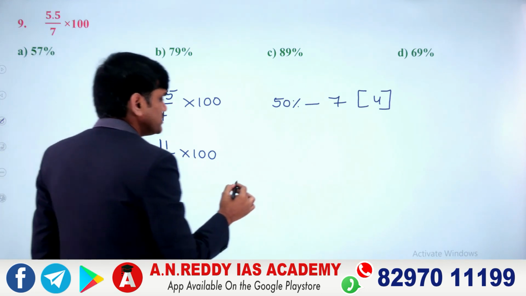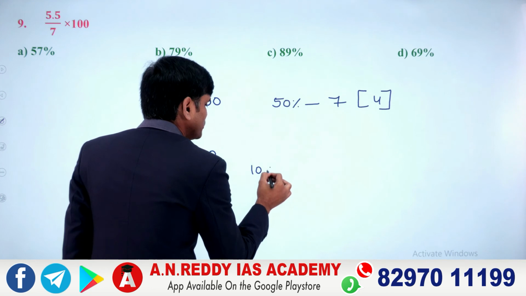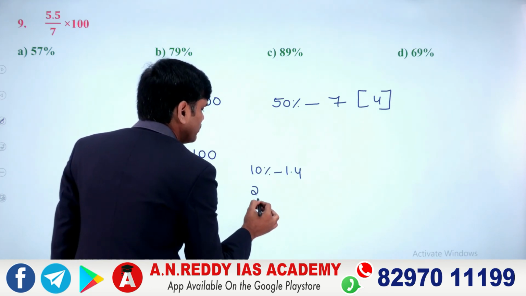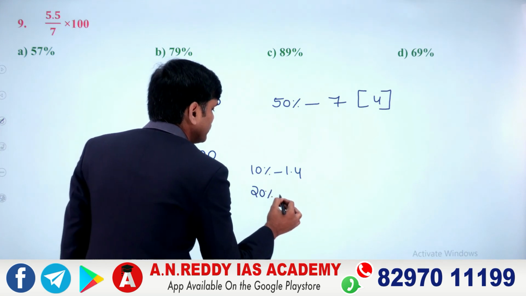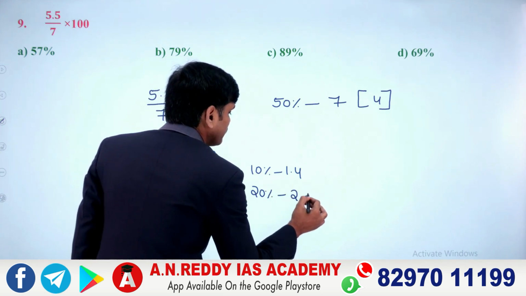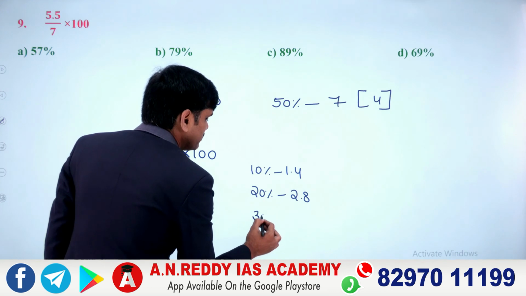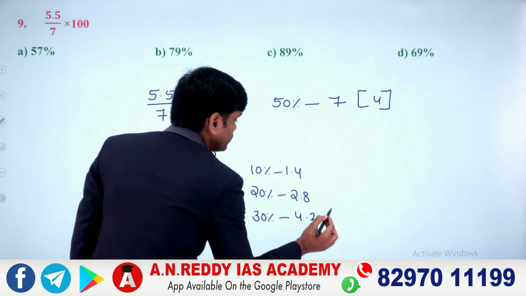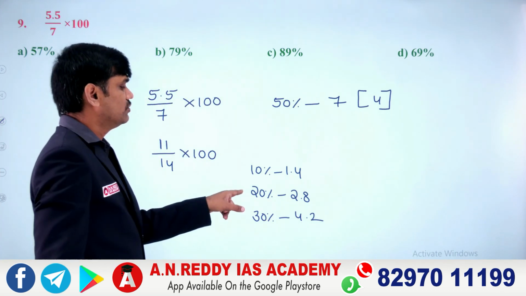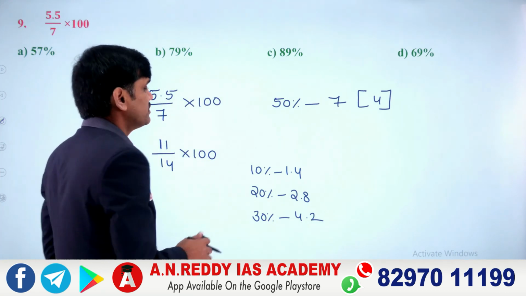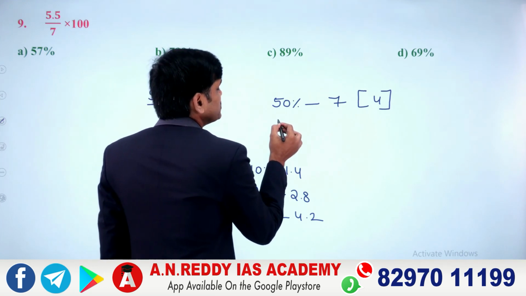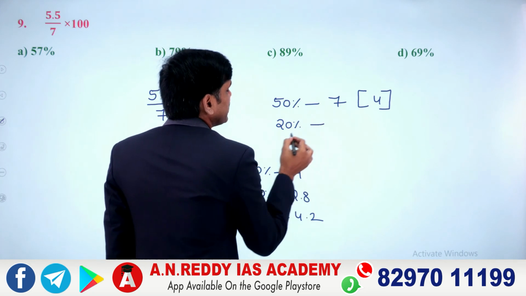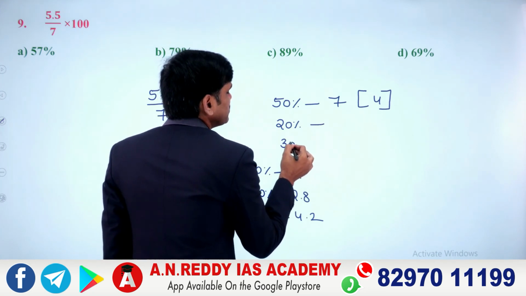Can I go for 10%? 10% it will be how much? 1.4. Yes, you can go for. 20% it will be how much? Double. 20% it will be 2.8. I can go for. 30% it will be triple. That will be how much? 4.2. So I can go for 20%, no doubt, but I cannot go for 30%. So from 50% onwards, I can add 20%, no doubt with that, but I cannot add 30%.